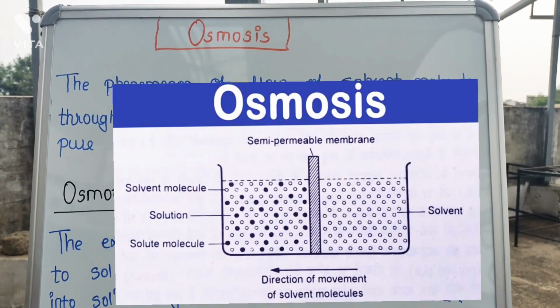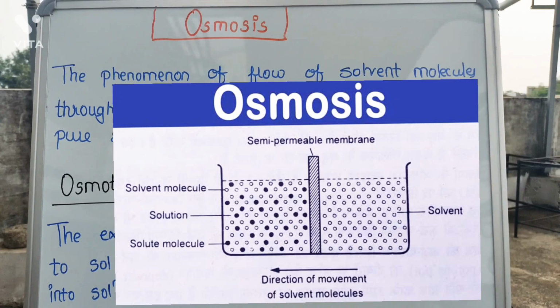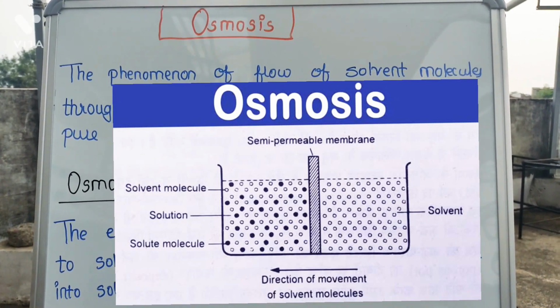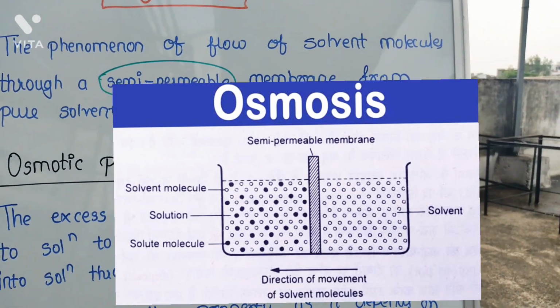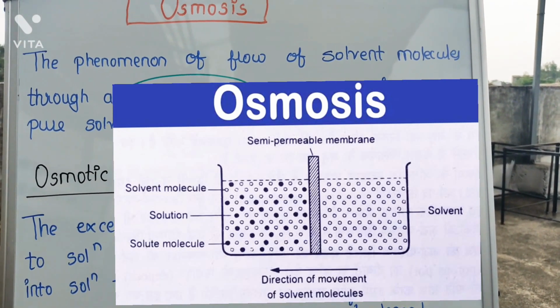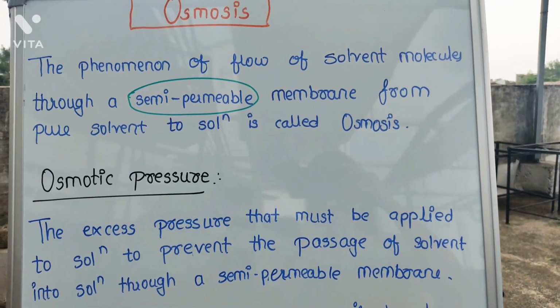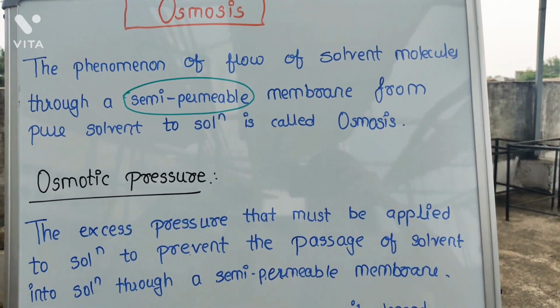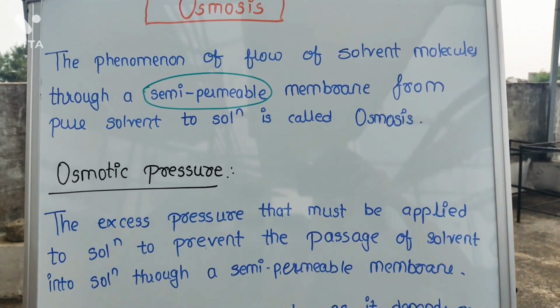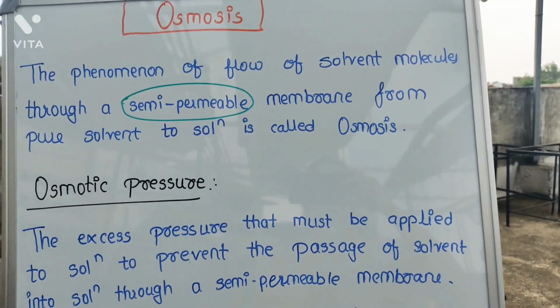Next is osmosis. The phenomenon of flow of solvent molecules through a semi-permeable membrane from pure solvent to solution is called osmosis. In simple language, it is a process by which the molecules of solvent pass from a solution of low concentration to a solution of higher concentration through a semi-permeable membrane.